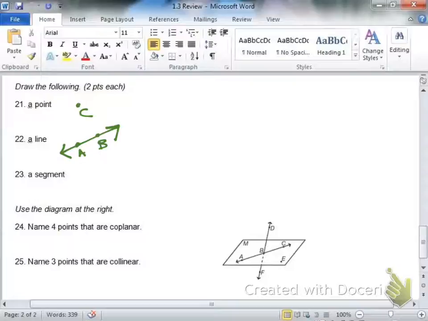What's a line segment look like? 2 dots in a line. Yeah, 2 dots on the end. They have end points, and then a line.